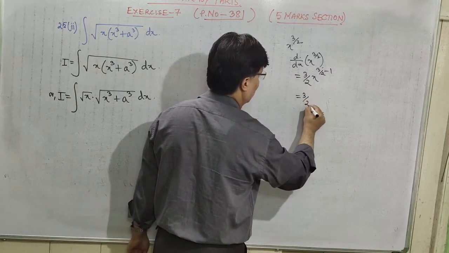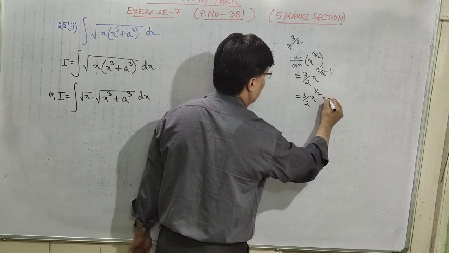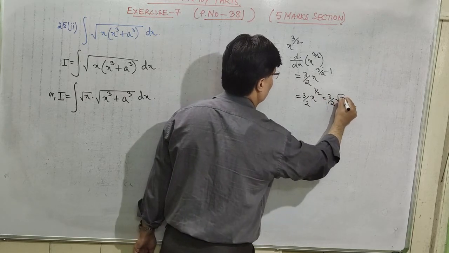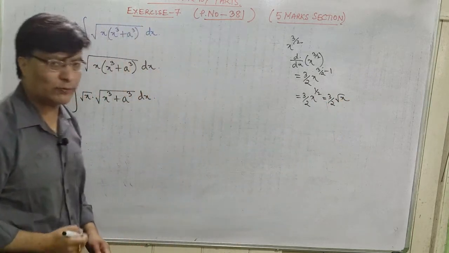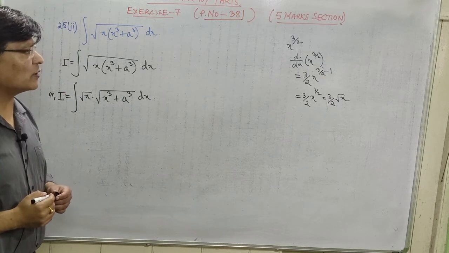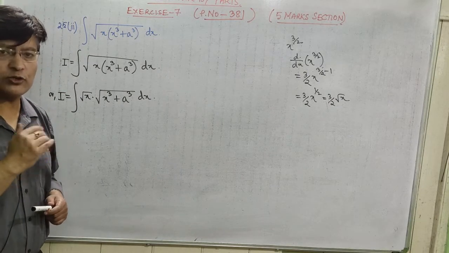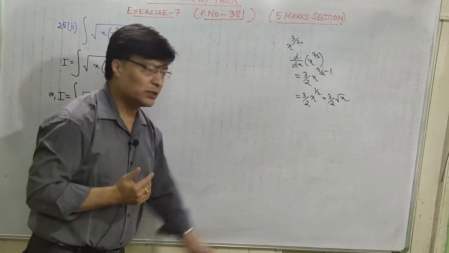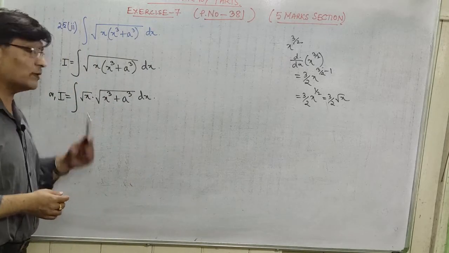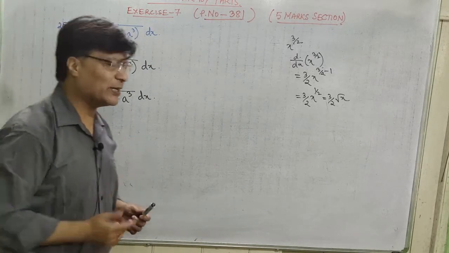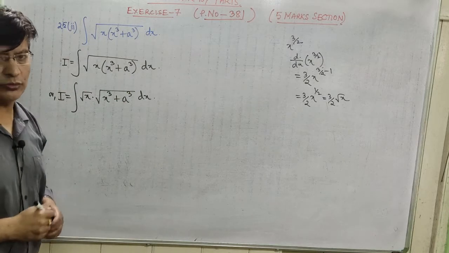So which is equal to 3 by 2. This is x to the power half, that is 3 by 2 root over x. That means we are getting root over x. So differentiation of the function x to the power 3 by 2 with respect to x is 3 by 2 root over x. We can manipulate that constant 3 by 2, right?